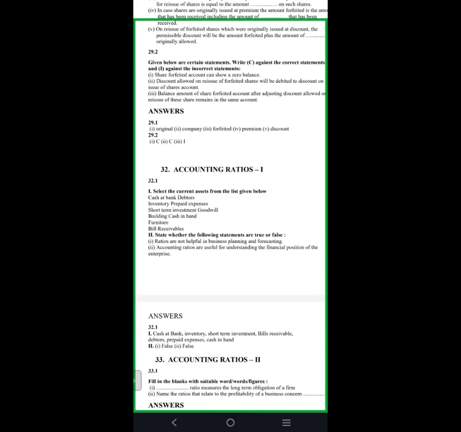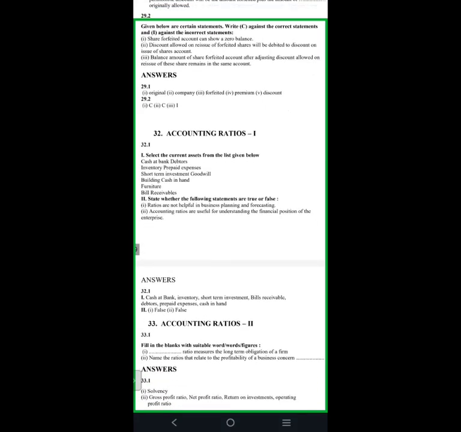Accounting ratio 1. Select the correct current assets from the list given below: cash at bank, debtors, inventory, prepaid expenses, short-term investment, goodwill, building, cash in hand, furniture, bills receivable. Of these, cash at bank, inventory, short-term investment, bills receivable, along with that debtors, prepaid expenses and cash in hand are current assets.